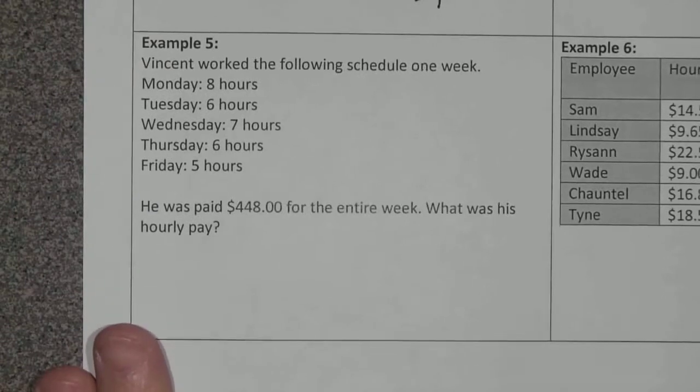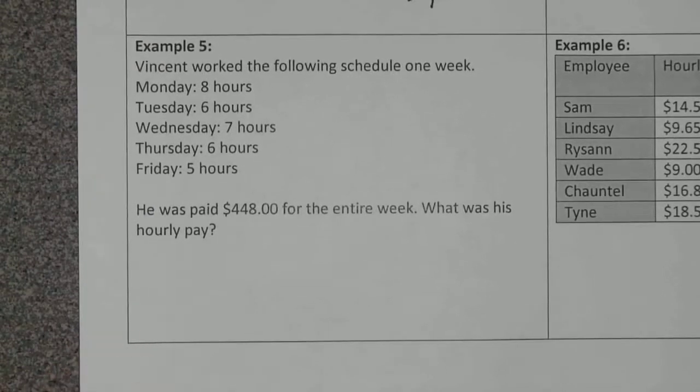Here we go. Vincent worked the following schedule in 1 week. Monday, 8 hours. Tuesday, 6 hours. Wednesday, 7 hours. Thursday, 6 hours. Friday, 5 hours. He was paid $448 for the entire week. What was his hourly pay?